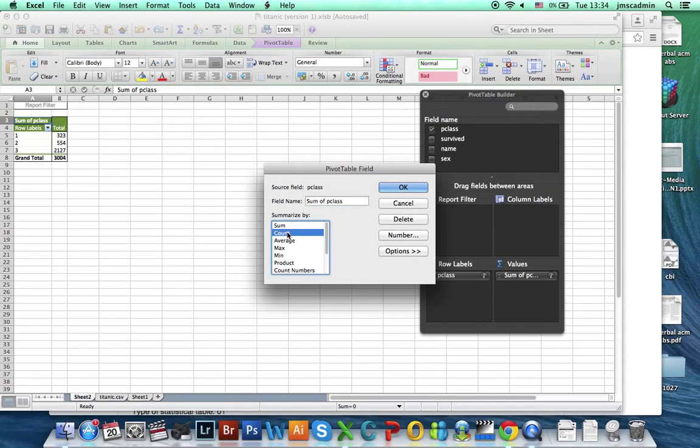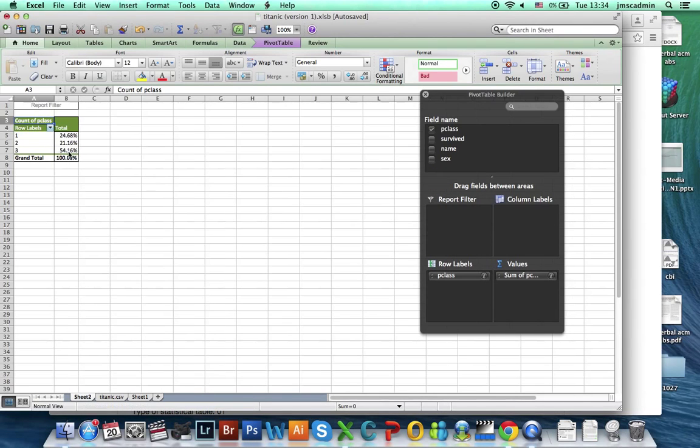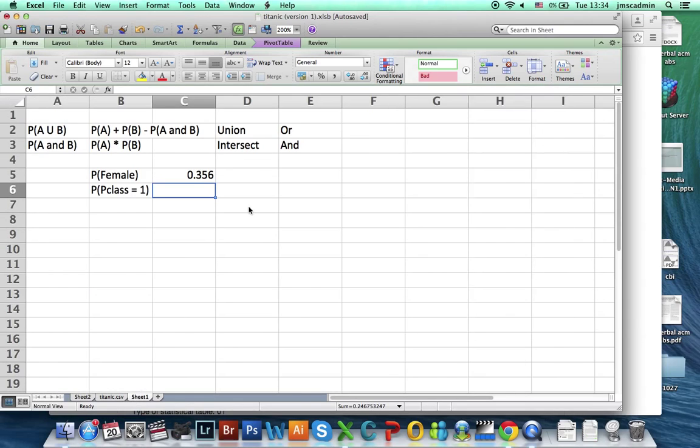I want it to be the count and also the column percentage. So the P class equal to 1 is 2468. And then we can use these two numbers to calculate the intersect and the union.